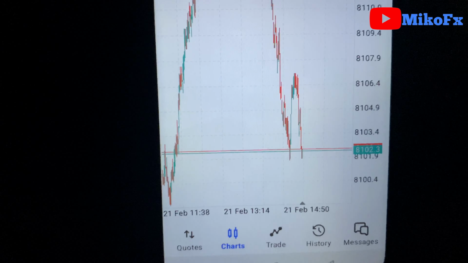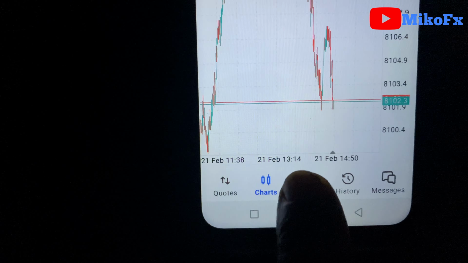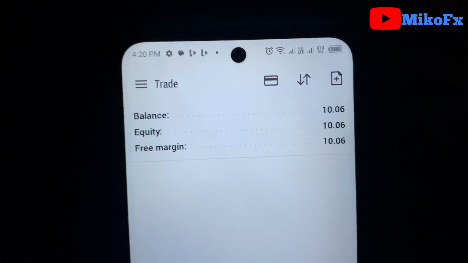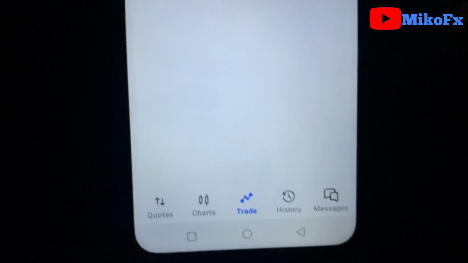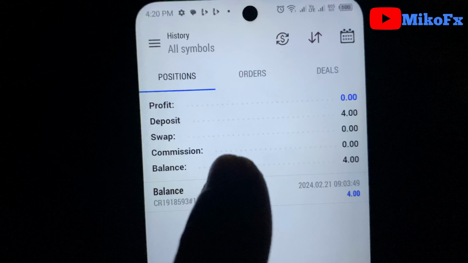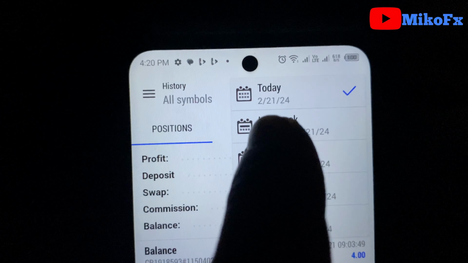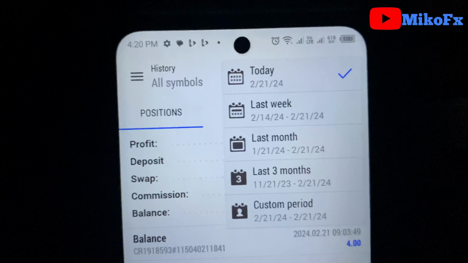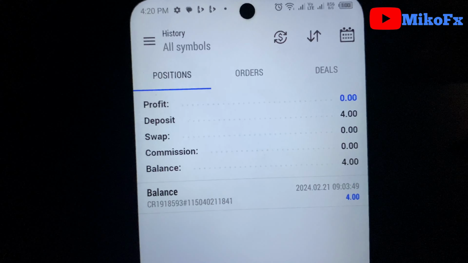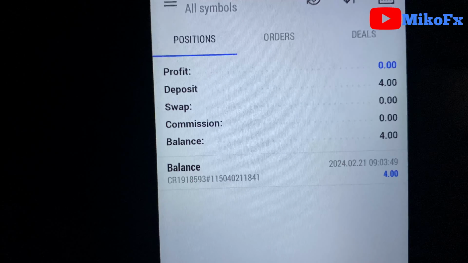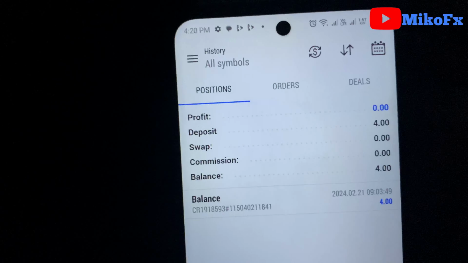Today I'll be trading a $10 account, and currently my balance is $10, as you can see. I've not taken any trade for today, and this is today's date, 21st of February 2024. I'll be recording all my trades, and make sure you watch the video to the end because I'll drop in some trading tips as the video progresses.